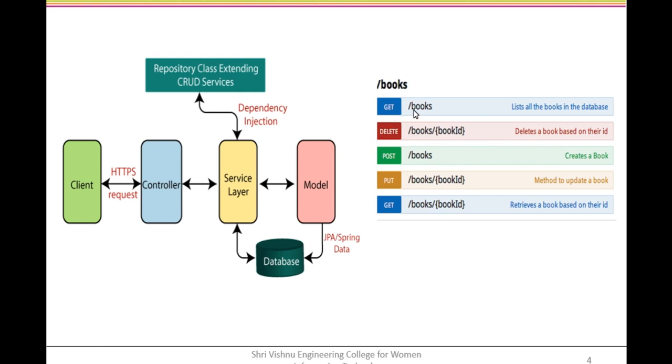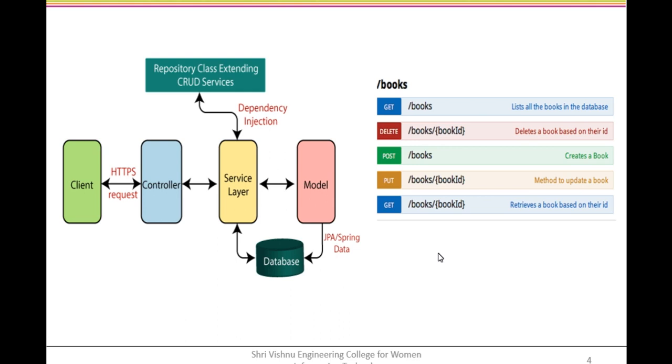The GET request using the URL /books reads all the books from the database, and DELETE /books with the book ID deletes a book based on the ID. POST with the /books URL will post a new book entry into the database, and PUT /books with the book ID updates an existing book. GET /books with the book ID will get the information for a particular book ID. These are the URLs that we are going to create in our Spring Boot application, and we will check the response messages for these HTTP requests.